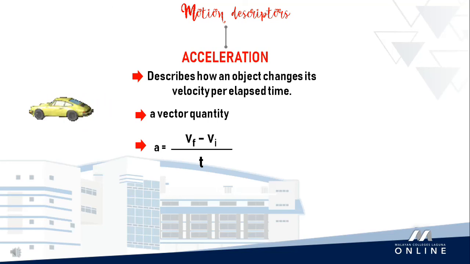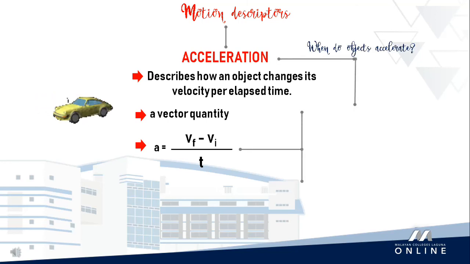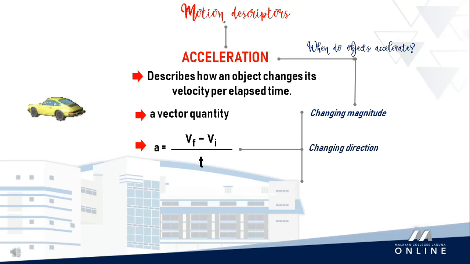If we are going to look into the equation, we can enumerate three ways to say that an object is accelerating. First, we say an object accelerates if the magnitude of the velocity of the object is changing. Second, the object accelerates if the direction of the motion is changing. And lastly, if both the magnitude and direction of motion are changing.